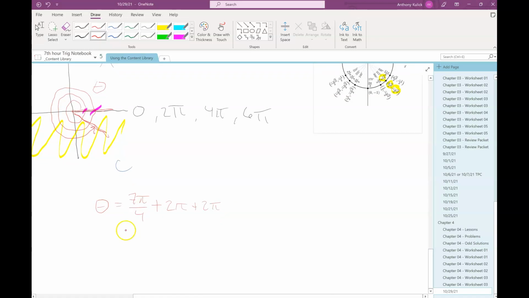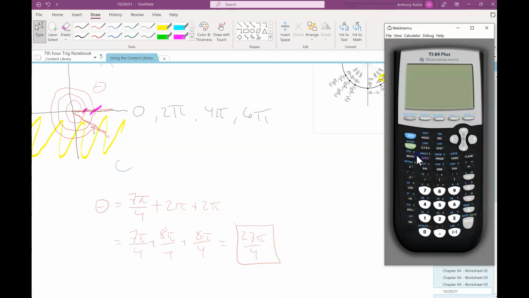So I make a common denominator here. It becomes 8 pi over 4. And when I add those together, I get 23 pi over 4. And again, I can check this. So if I do tangent of 23 pi over 4, I'm going to get -1.